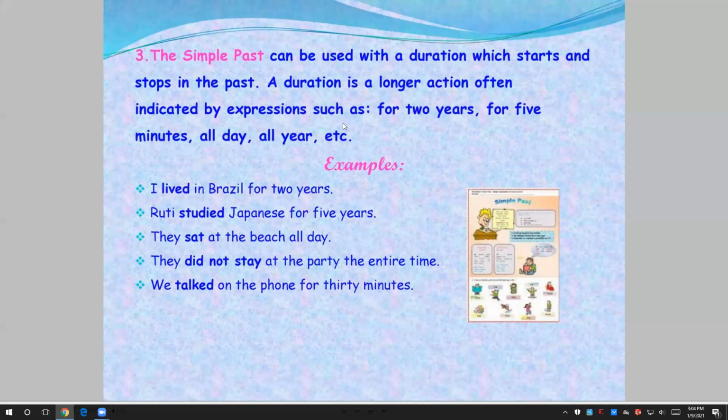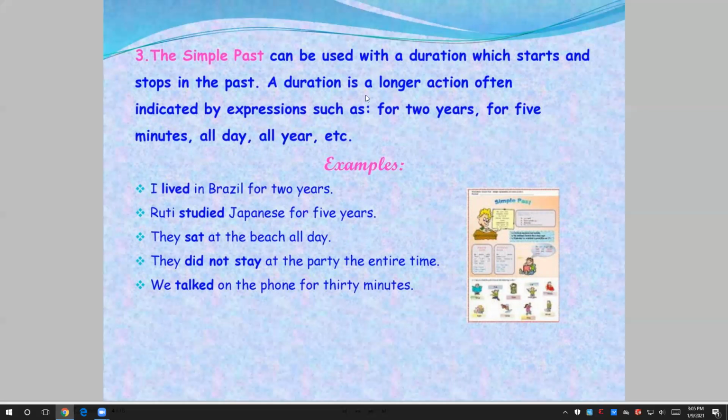The third usage is that the simple past can be used with a duration which starts and stops in the past. It's almost the same thing that we talked about in the previous rule, that it starts in the past and then it stops in the past. Now our duration is a longer action, often indicated by expressions such as for 2 years, for 5 minutes, all day, all year, etc.